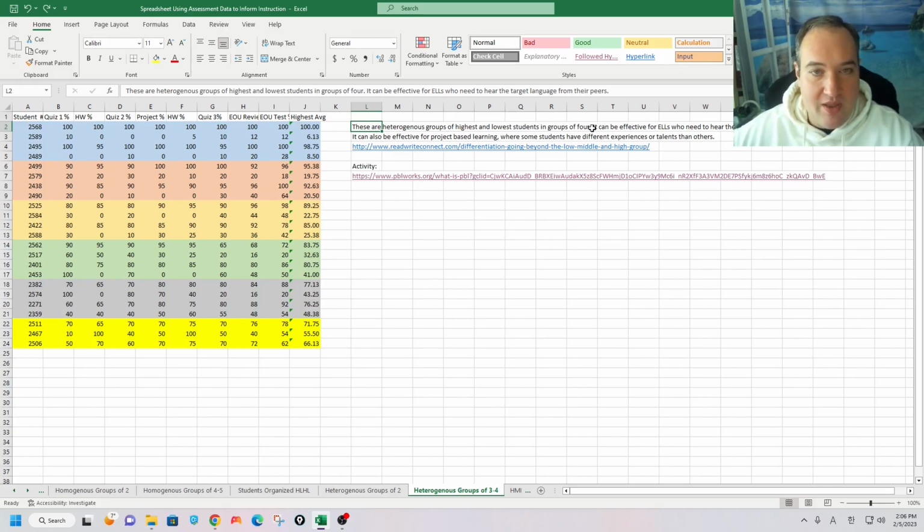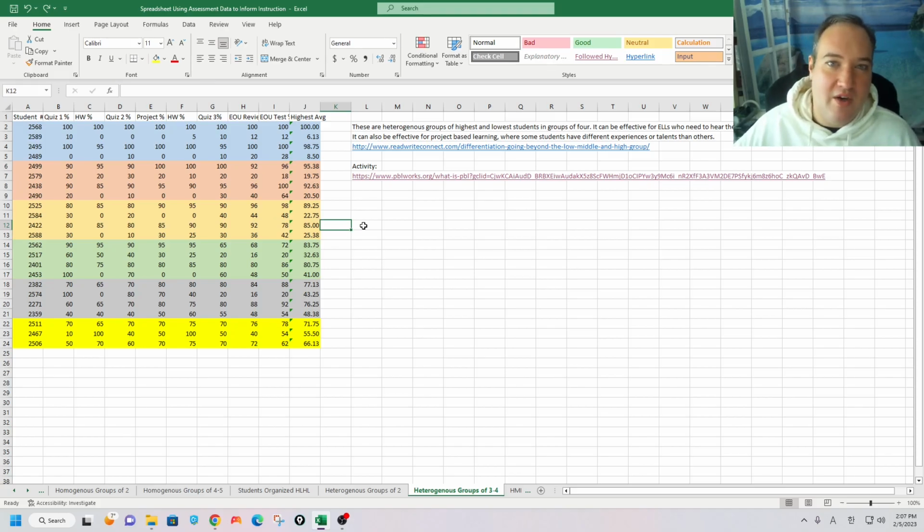Now, I want to point out here, this kind of grouping can also be really good for ELLs who need to hear the target language from their peers. So, let's assume that maybe this lower child does not speak English as his native language. Hearing it from these higher level peers would really help him out. They don't always want to hear from teachers, and the relationship with teachers is a different level. But they can be with their peers and hear the target language, and it can help them learn.